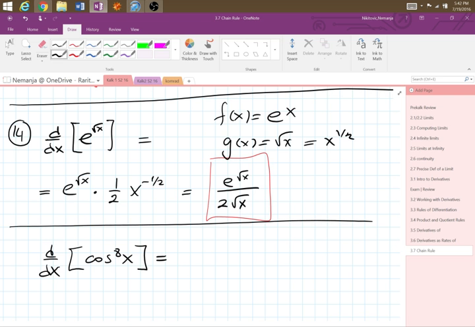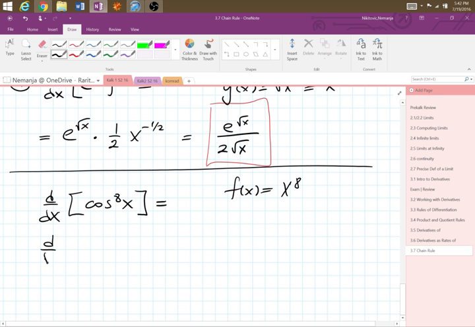How about the one on the bottom with the cosine? What's the f of x? What's the outer function? Nope. X to the 8. We can rewrite this as cosine x to the 8th power. So outer function is x to the 8.